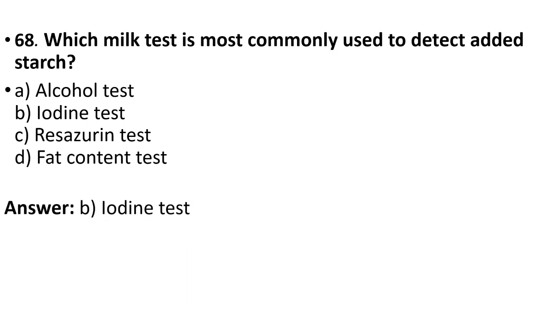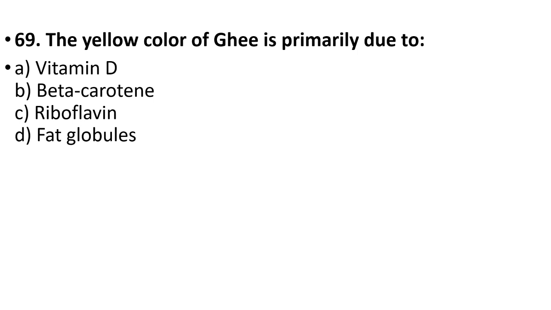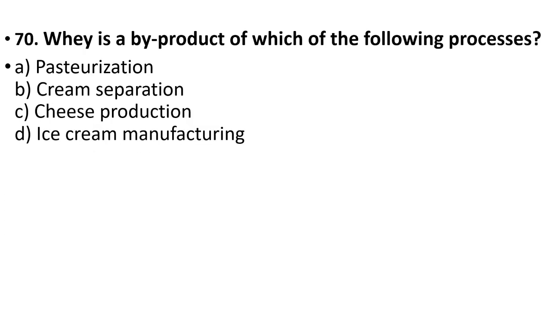Iodine test. 69. The yellow color of ghee is primarily due to vitamin D, beta-carotene, riboflavin, fat globules. Here answer is option B, beta-carotene. 70. Whey is a byproduct of which of the following processes? Pasteurization, cream separation, cheese production, ice cream manufacturing. Here answer is option C, cheese production.